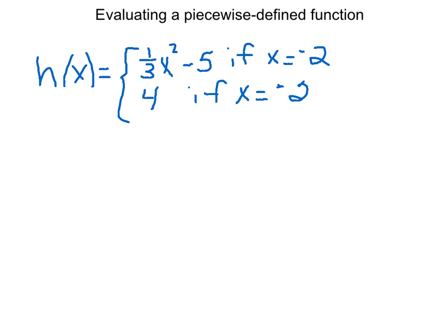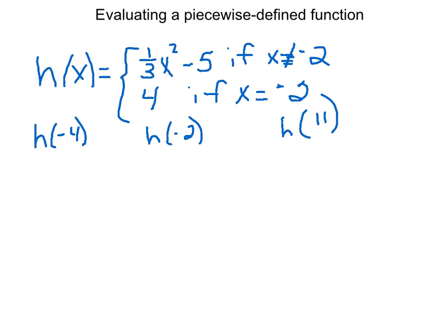One function, well, I'll read it the way a math book would read it. The function of x is equal to 1/3 x squared minus 5 if x does not equal -2. And h of x equals 4 if x indeed does equal -2. So what they want us to do is evaluate h of -4, evaluate h of -2, and evaluate h of 11.